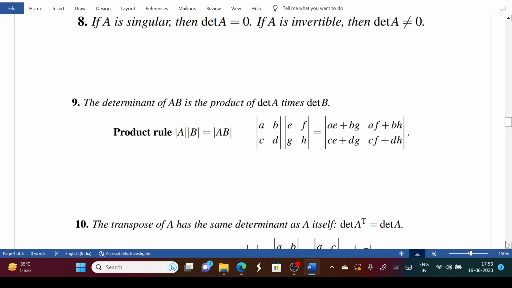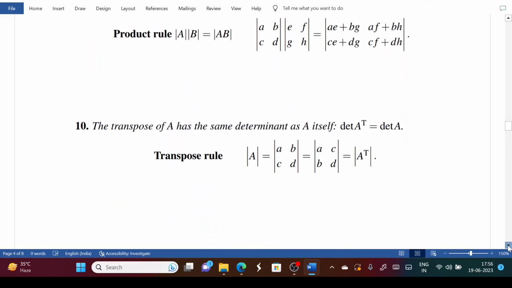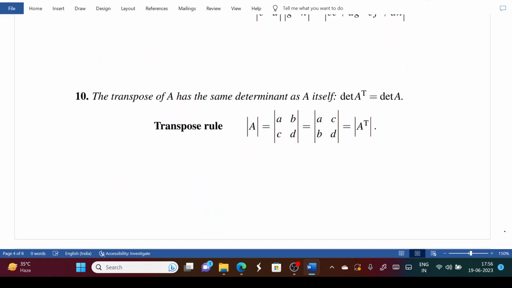And the product rule: the determinant of A multiplied with the determinant of B gives us the determinant of AB. Also, A and A transpose have the same determinant.